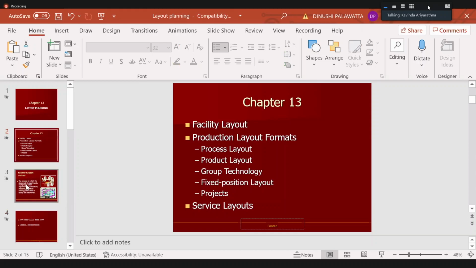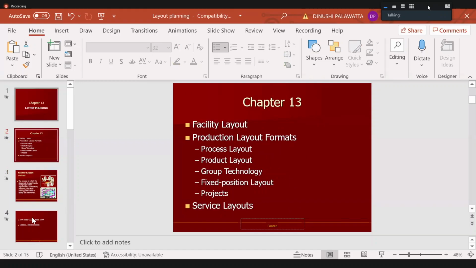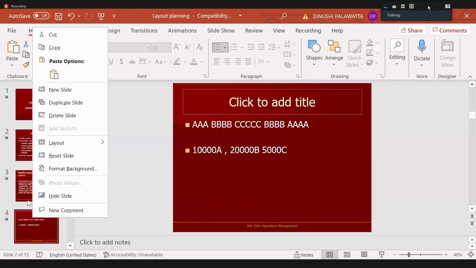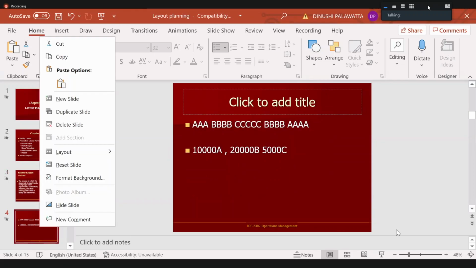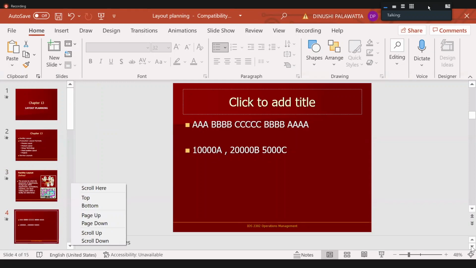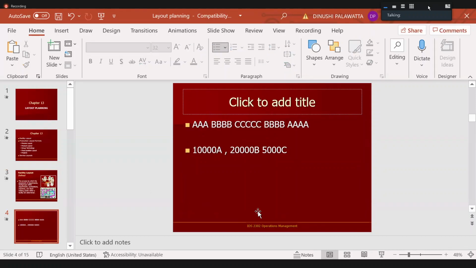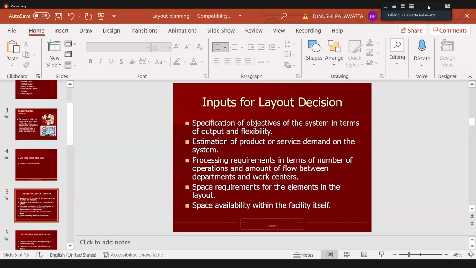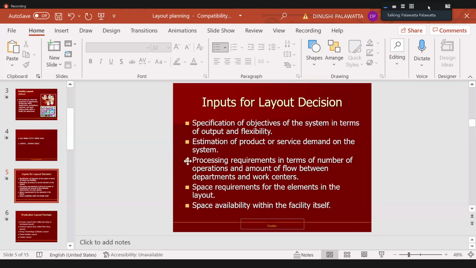Thank you, sir. Then the next point, sir, the third one. Processing require in terms of number of operations and amount of flow between departments and work centers. So is that the one?